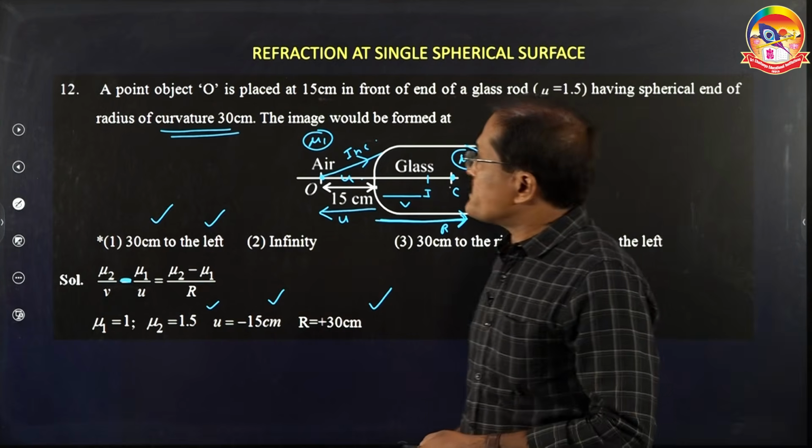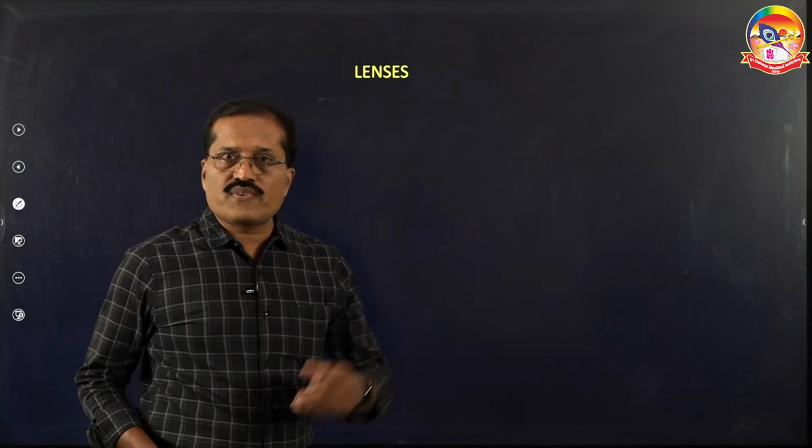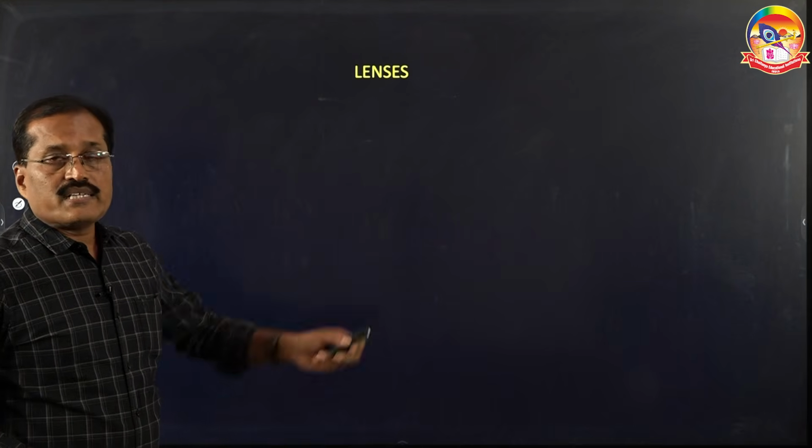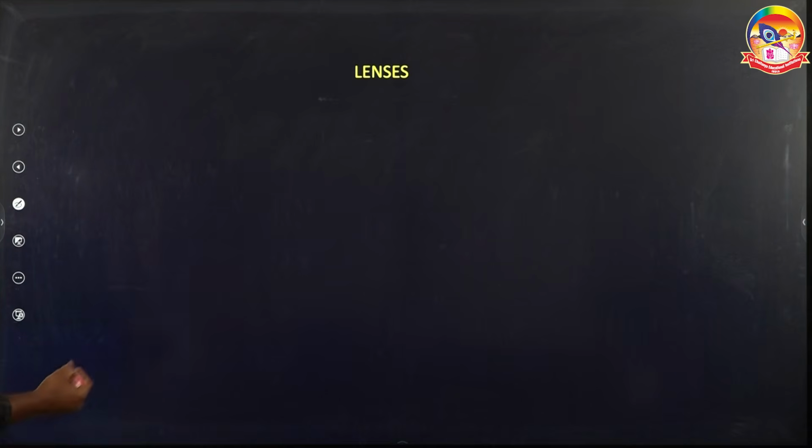Okay. Next, lenses, children. In the lenses, this time also one important question has come and we are expecting many questions from this particular concept. Now, we have different kinds of lenses, and this is a biconvex lens.